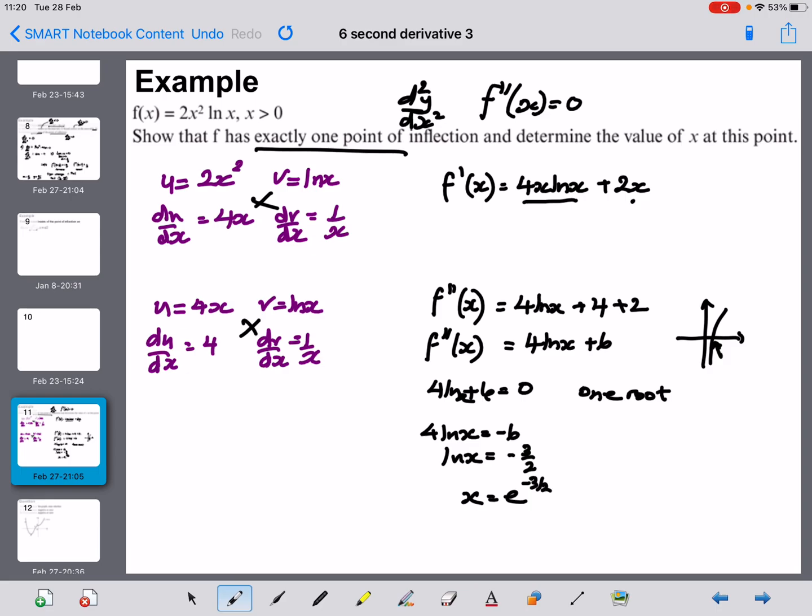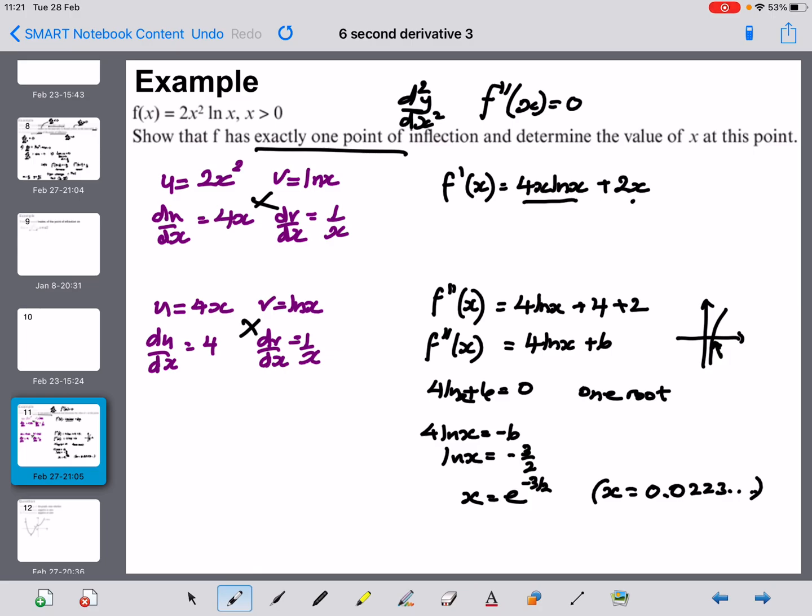Okay, now we need to check either side to confirm that this is a point of inflection. So if I stick that in my calculator, I can see that that is equal to 0.0223, etc.